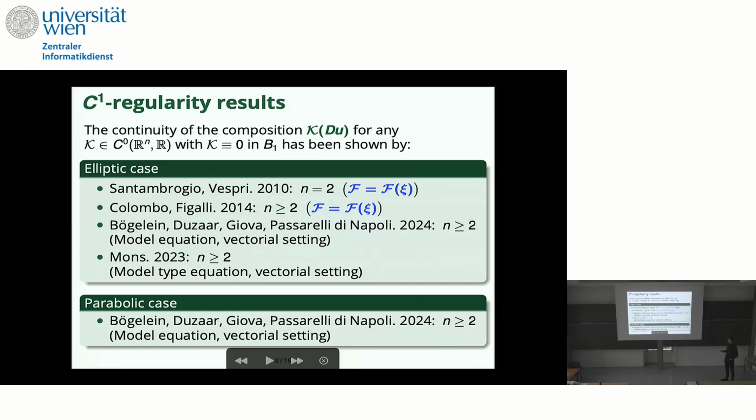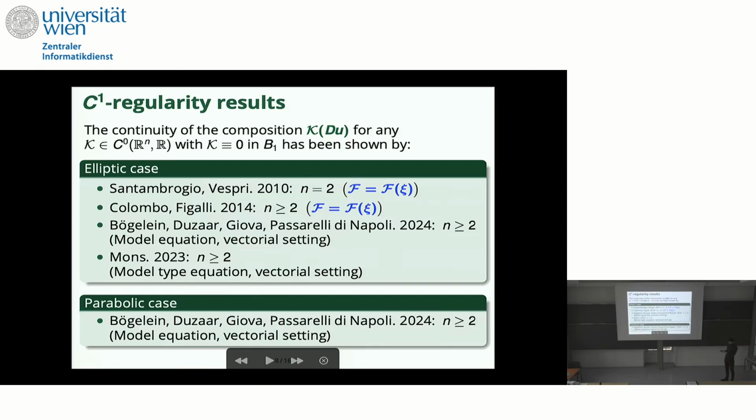Okay. In the parabolic case, to my knowledge, the only C1 regularity results, so there are some other results, the Lipschitz continuity for the model equation has been shown, and I think also some Sobolev regularity, but in terms of C1 regularity, the only result, to my knowledge, is again due to these aforementioned authors, once again for the model equation and for systems. So for the model equation, I introduced to you a few slides before.